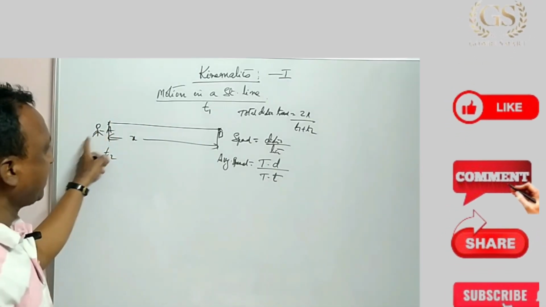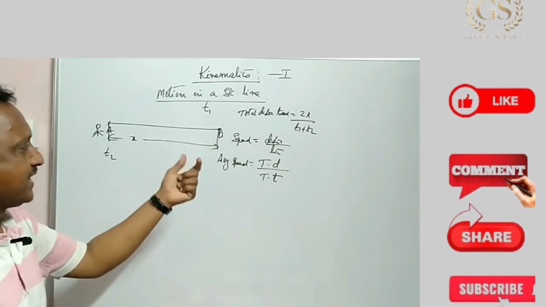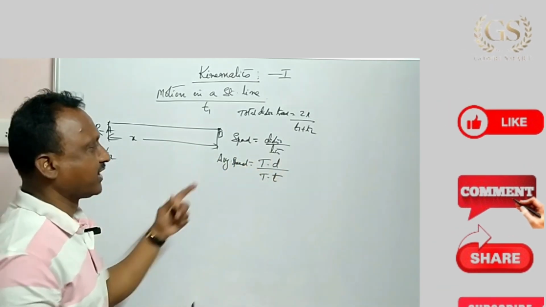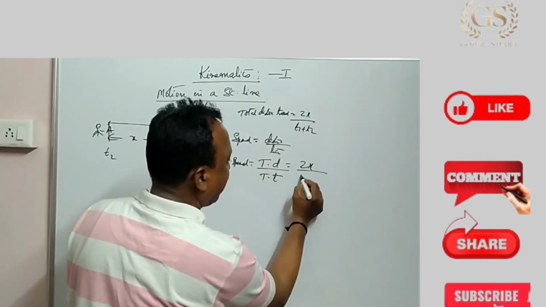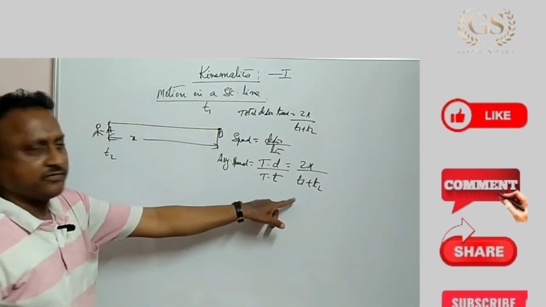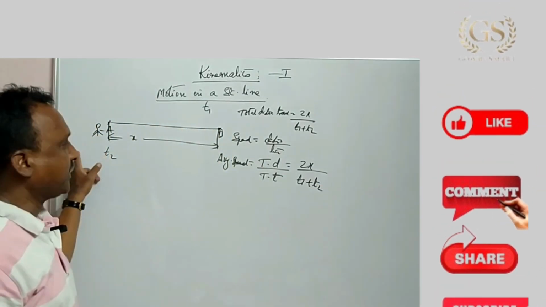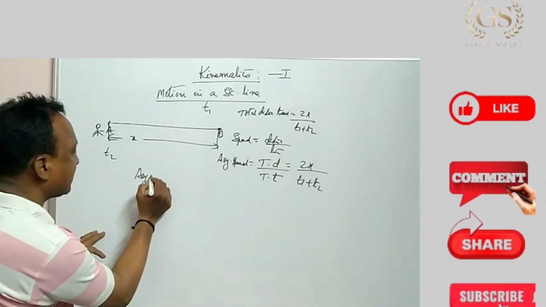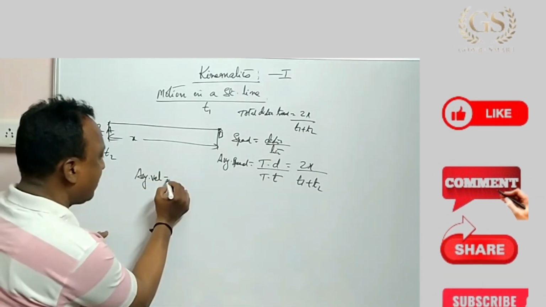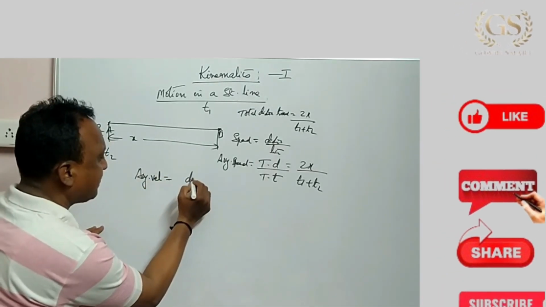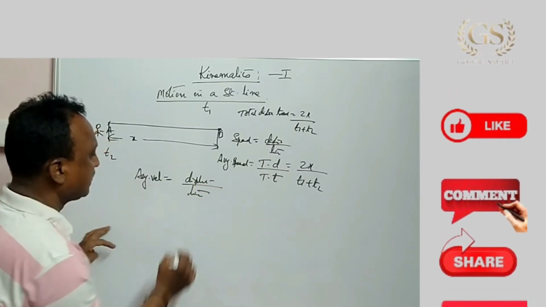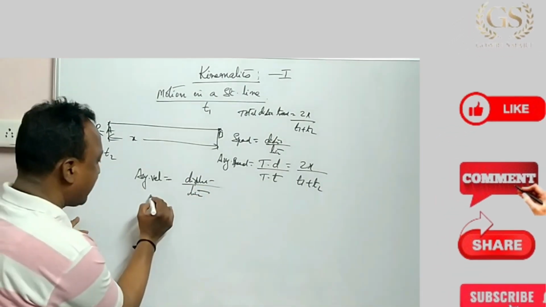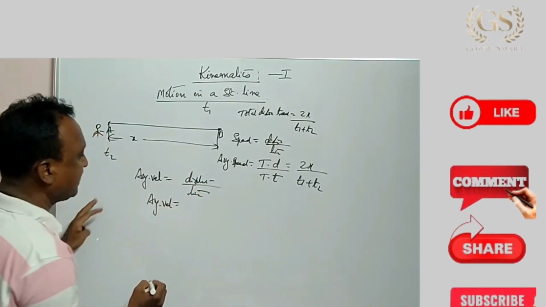So, the person has travelled from A to B and B to A. If it is asked in the examination, average speed, because speed means distance by time, average speed means total distance by total time, that is equal to 2x by t1 plus t2. This will be the average speed for the person from A to B and B to A. In the same way, suppose I ask you what is average velocity. What is velocity? Velocity means displacement by time, or displacement is equal to velocity into time. Average velocity means total displacement.